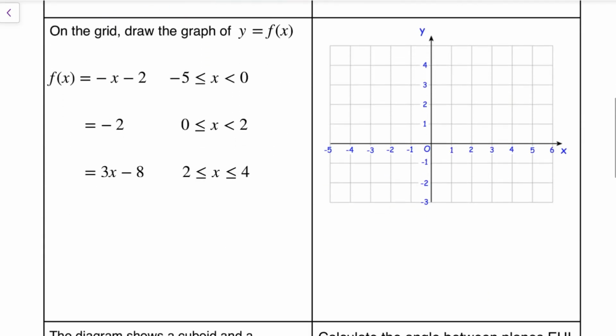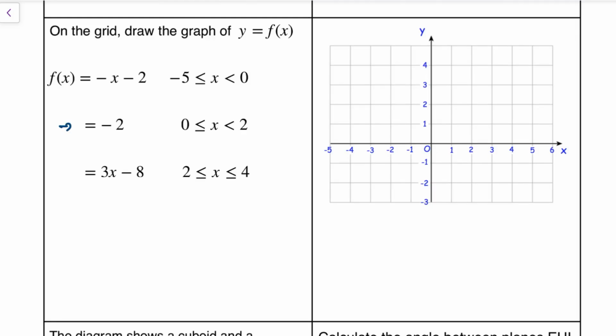Next question. On the grid, draw the graph of, okay, right, so I have a piecewise function. So what do we have? So between minus 5 and 0. What I'm basically going to do is draw 3 lines. They may or may not connect up. And if they don't, I have to draw certain circles in between to show how they connect. But let's see what I've got first.